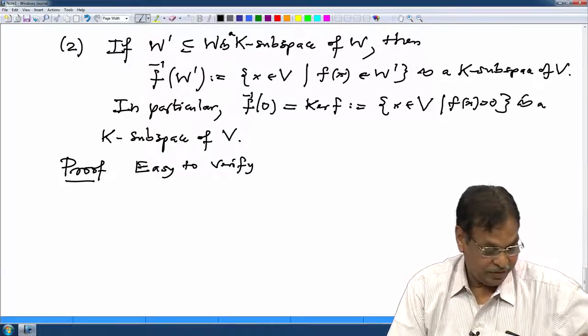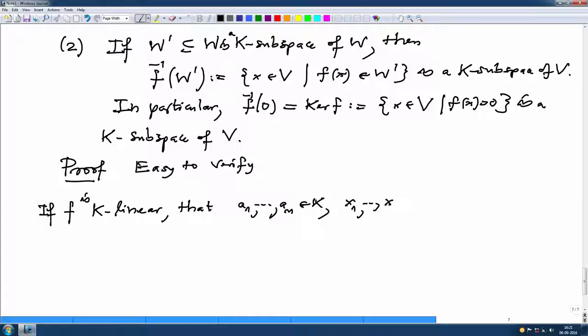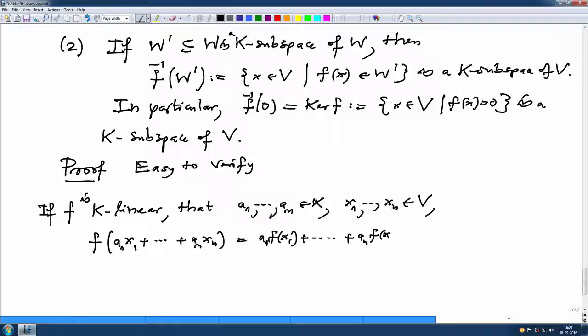First of all, note that if f is k-linear, then for any finitely many scalars a1 to an and n vectors x1 to xn in V, we check by induction f of a1 x1 plus ... plus an xn equals a1 f of x1 plus ... plus an f of xn. This is very simple checking by applying induction on n, doing 2 at a time and so on.